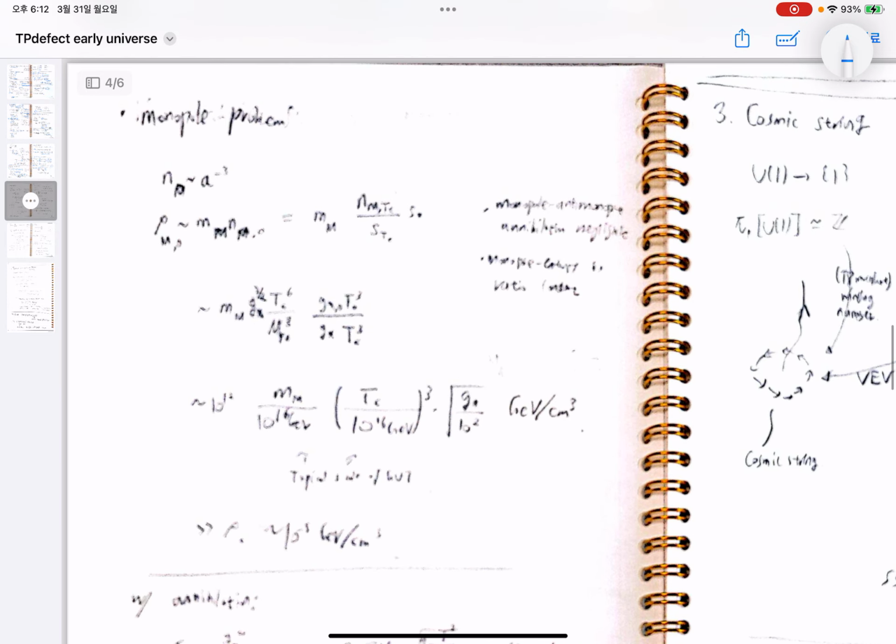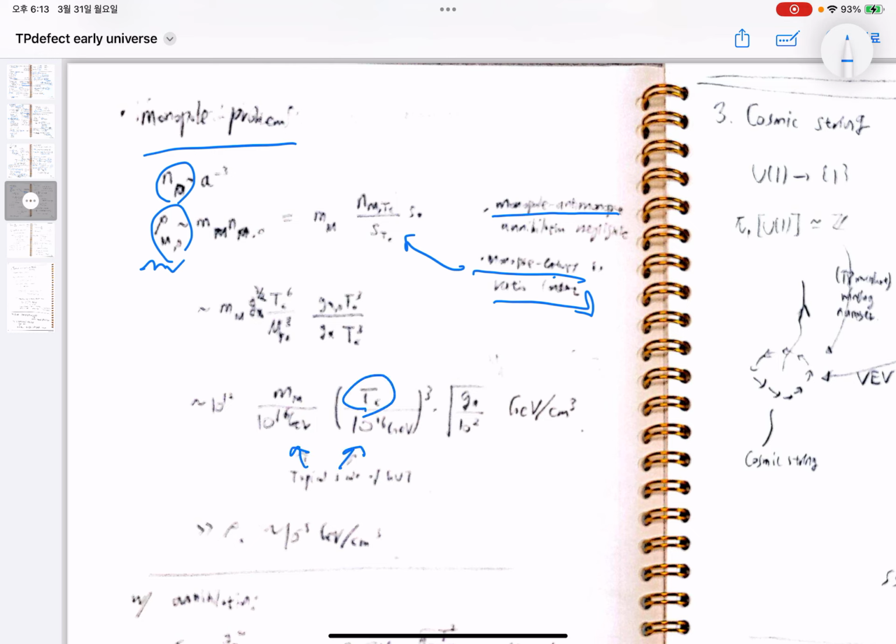And there is a cosmological monopole problem, and we can obtain the number density and the energy density. If we consider the monopole anti-monopole annihilation to be negligible, and the monopole entropy ratio is almost constant, then we can calculate the monopole energy density by using the monopole entropy ratio, and we can insert some critical temperatures and the mass of the monopole as a typical case of the GUT. Then this is very large, 10 to the 12 GeV per cubic centimeter.